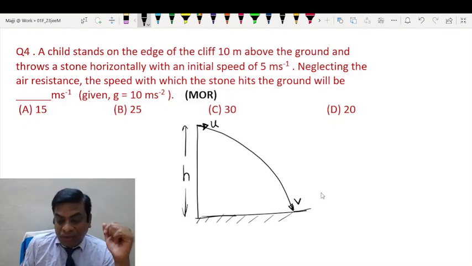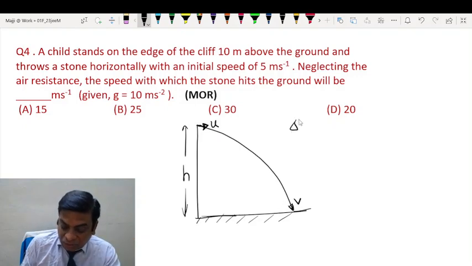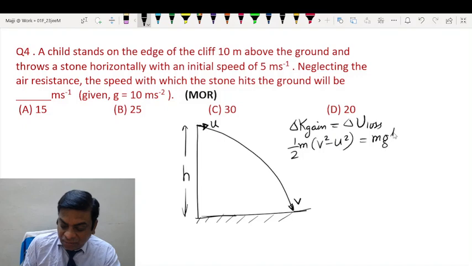v, if you apply law of conservation of mechanical energy, as it comes down, there will be loss in gravitational potential energy, which will result in a gain in kinetic energy. So gain in kinetic energy will be equal to loss in gravitational potential energy. So gain in kinetic energy is half m v square minus u square. Loss in gravitational potential energy is mg into height lost. So when you cancel this, and finally you will get v square is equal to u square plus 2gh.